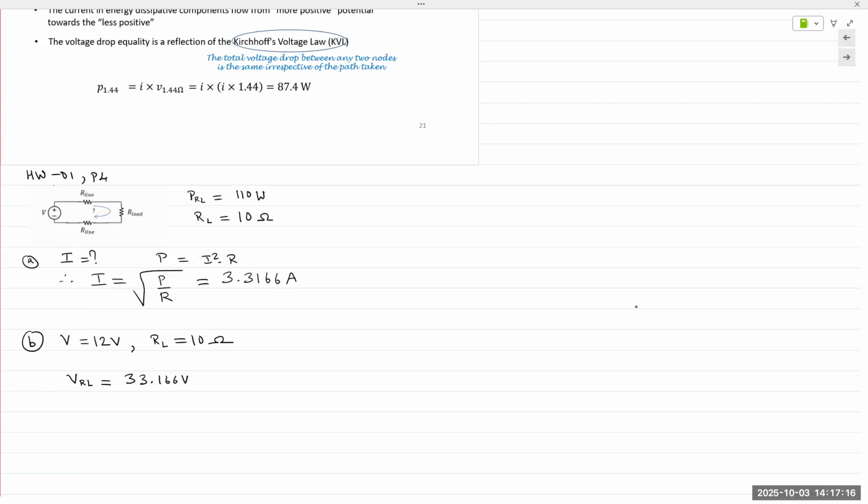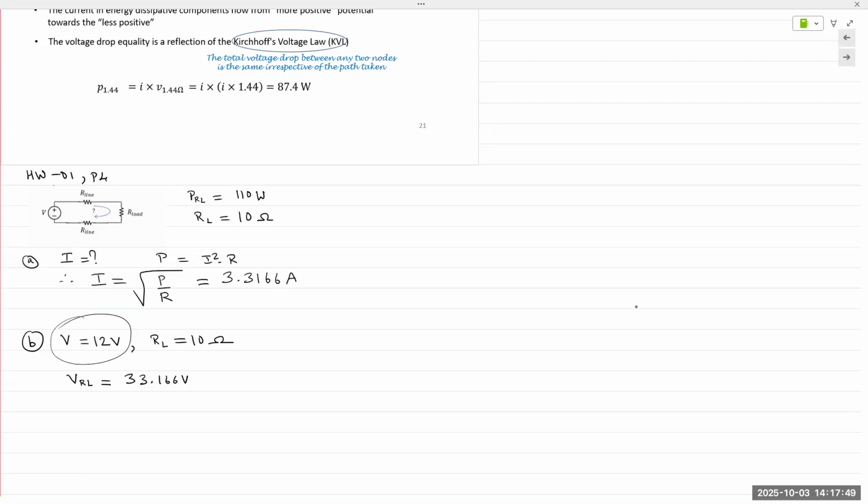Anyway, so coming back here, what is my supply voltage? It's given as 12 volts. So my supply voltage is 12 volts. There is no way on earth that the load resistor can have 33 volts across it. It's just not possible. There's no way you can have more voltage across that resistor when the supply itself is 12.